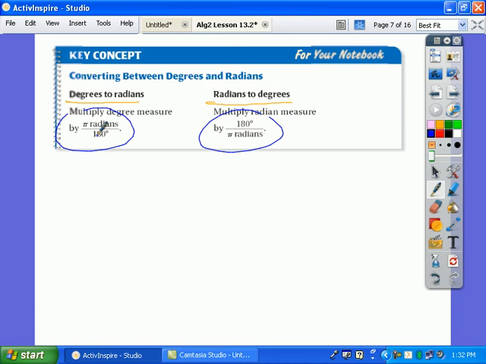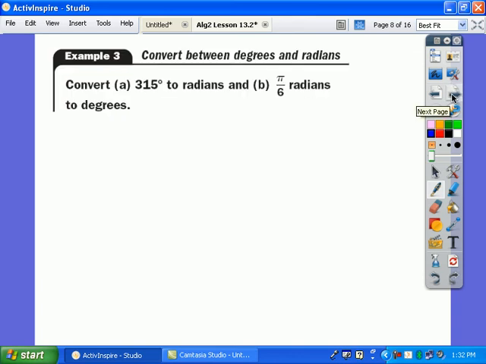Taking a look on the next slide, here we want to convert 315 degrees to radians, and then they gave us pi over 6 radians, and we want to convert that to degrees. Okay, so 315 degrees, we're going to multiply this by pi over 6. Sorry, not pi over 6. I apologize. It's going to multiply by pi over 180.